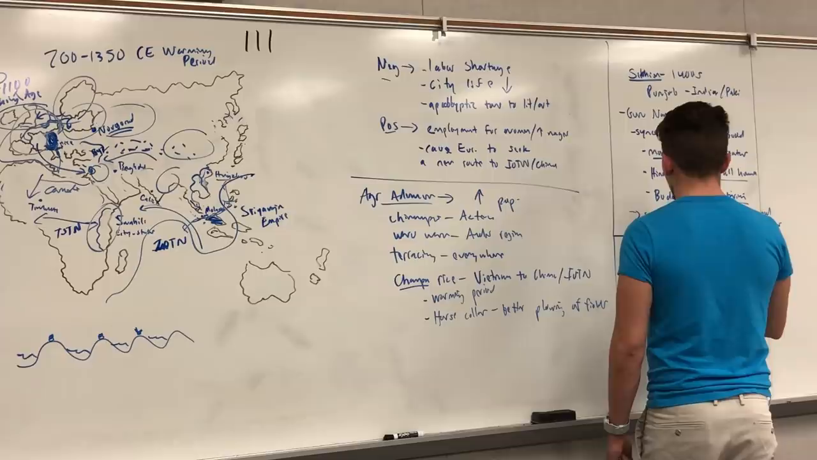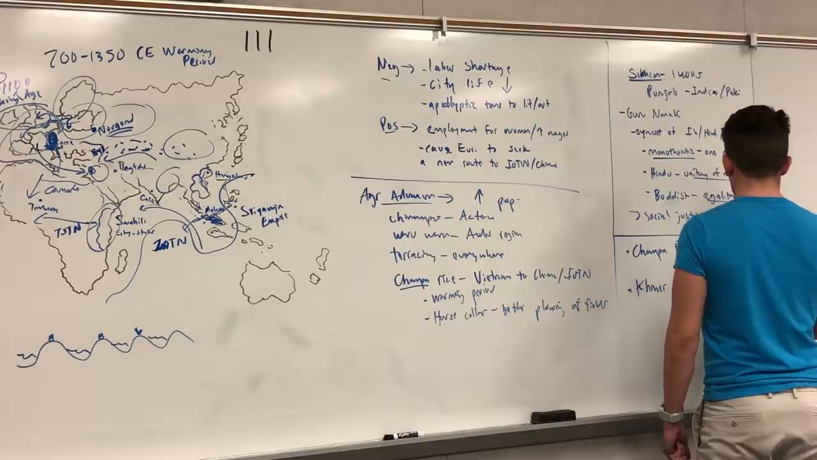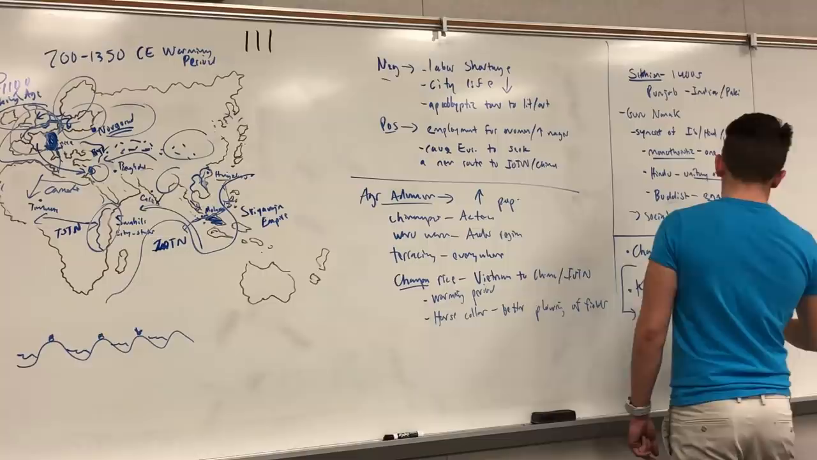So, the Khmer Empire, as well as the Champa Empire. This is modern day Vietnam, and this is modern day Cambodia. So Hinduism is going to spread via trade to Southeast Asia.